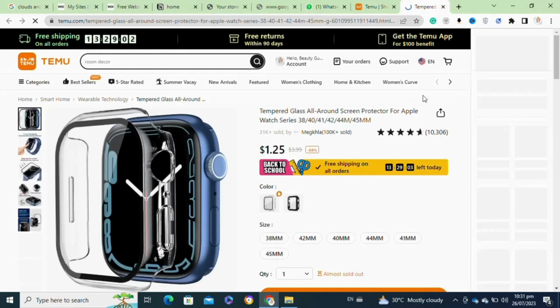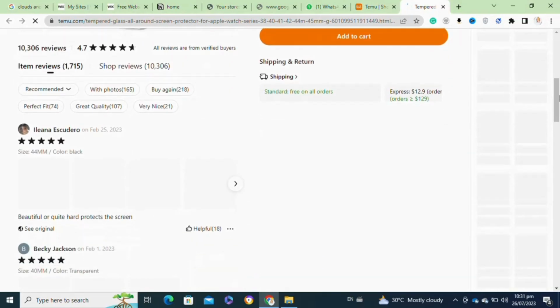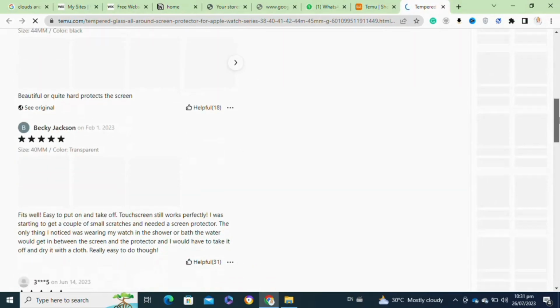Determine the pricing strategy for your products. Take into account the product's cost, shipping fees, and your desired profit margin. Be competitive while ensuring your pricing covers all expenses.